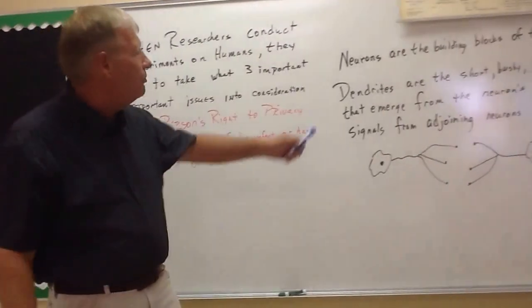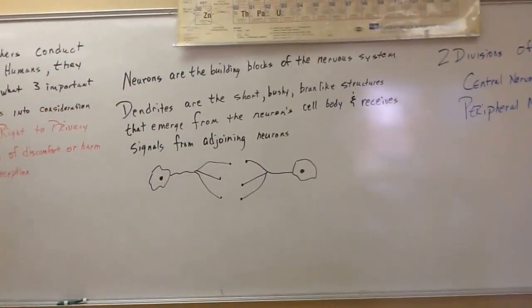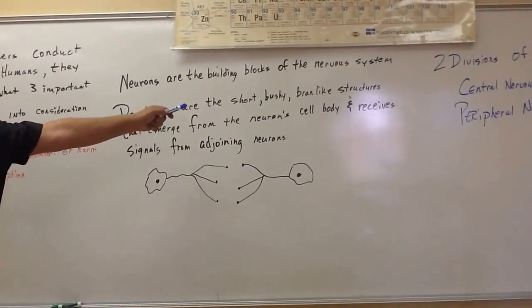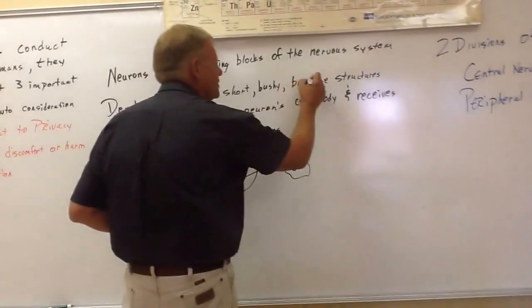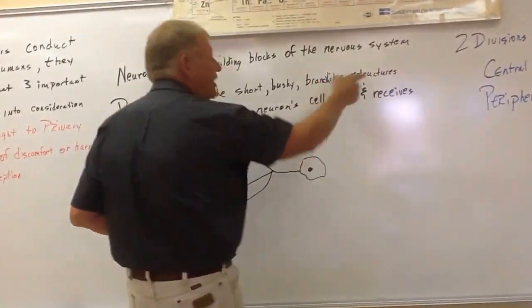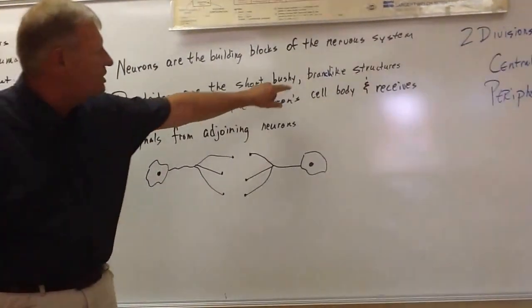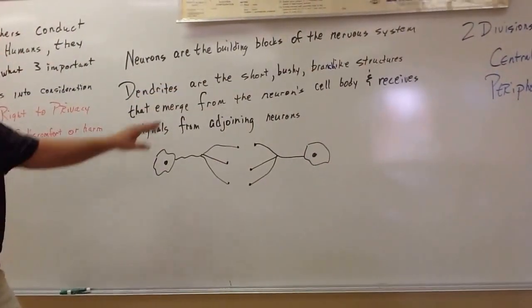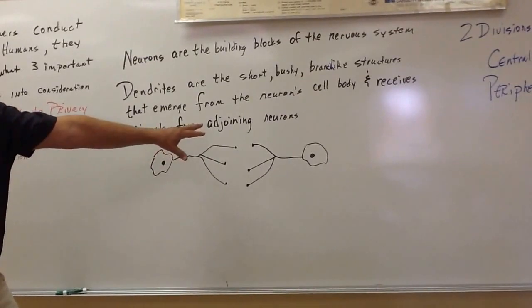Down and we'll talk about them a little bit. Neurons are the building blocks of the nervous system. Okay? And then I want you to know that dendrites are the short, bushy, branch-like structures that emerge from the neuron cell body and receive signals from the adjoining neurons.